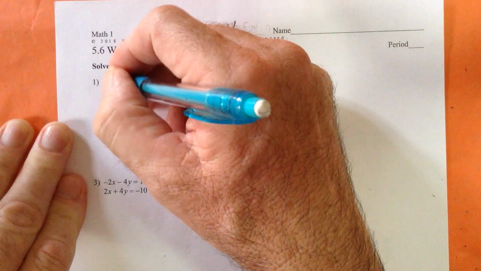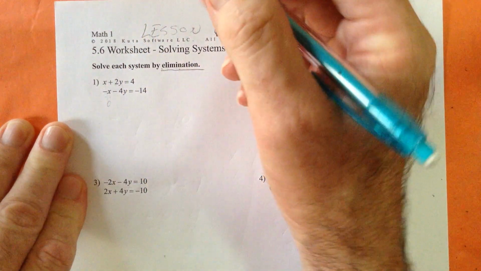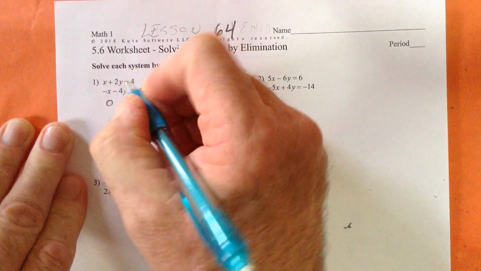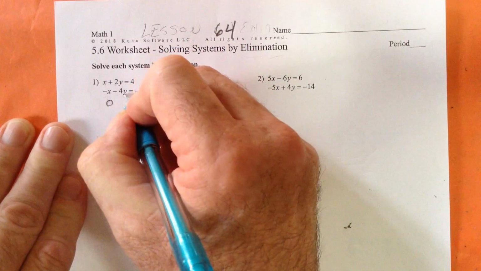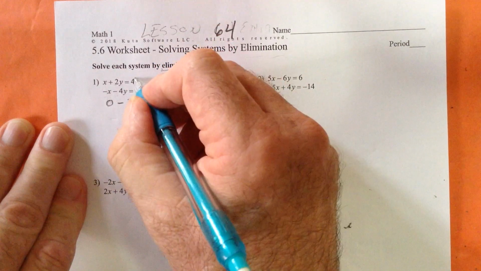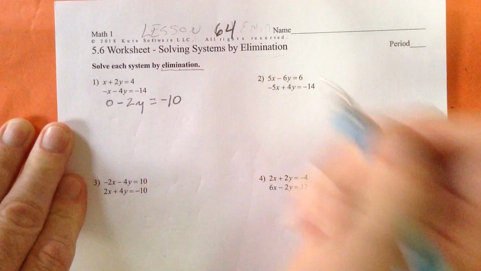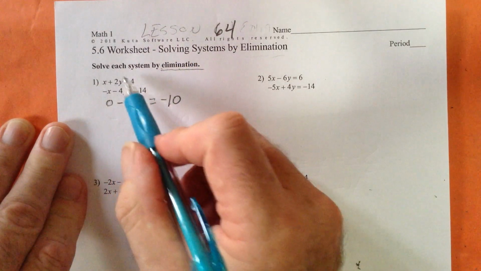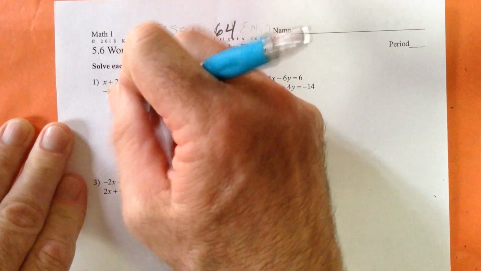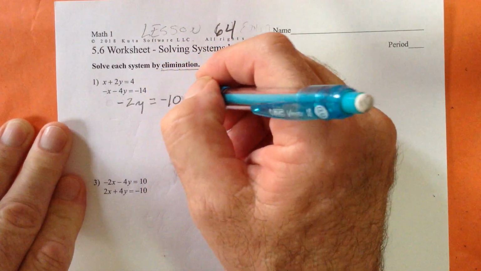If I do that going down this way, I have to do it for the rest of the equation as well. So here I could go x minus x, that would be 0. If I go 2y minus 4y, that would be negative 2y, and then 4 minus 14, that will give me negative 10. So by doing that, you can see that the x has been eliminated. The x is gone because it's 0. So now I just have negative 2y equals negative 10.